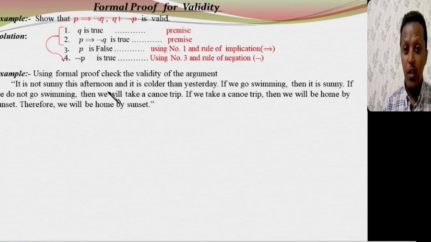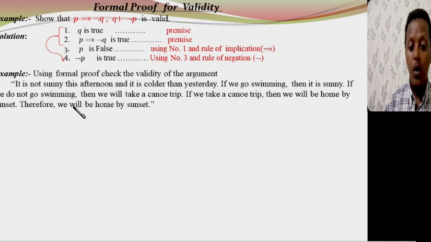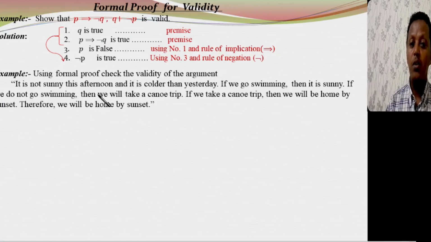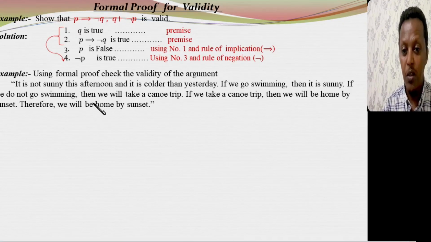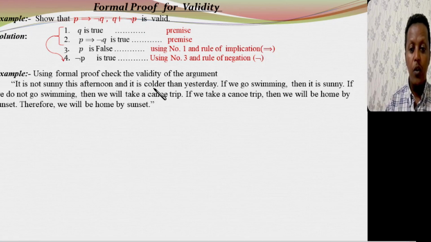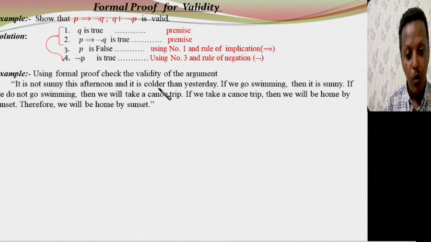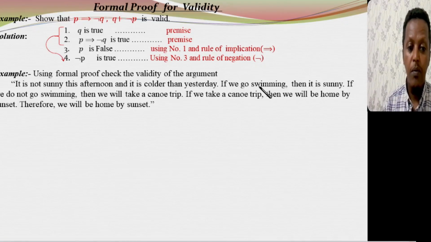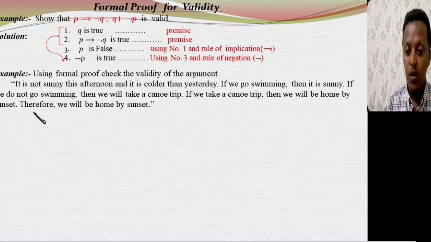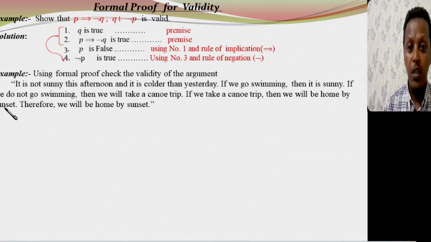Like I told you before, when you have this kind of argument, don't bother about the meaning of the statements. Just try to identify the key points mentioned in the argument. So in this argument, we have whether the afternoon is sunny or not, whether it is colder than yesterday or not, going swimming, whether we take a canoe trip or not, and finally, we'll be home by sunset. So how many points do we have?